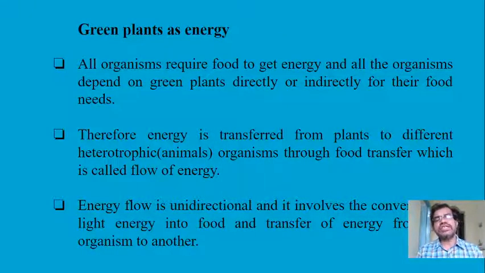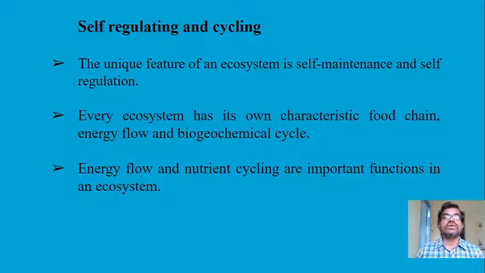So therefore energy flow is unidirectional. It starts from the plants and then it goes to the other organisms. I said in the beginning that an ecosystem is self-regulating and self-sustaining by the cycling of these materials. The ecosystem is sustained or regulated.